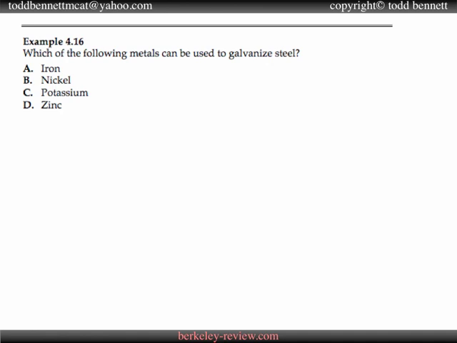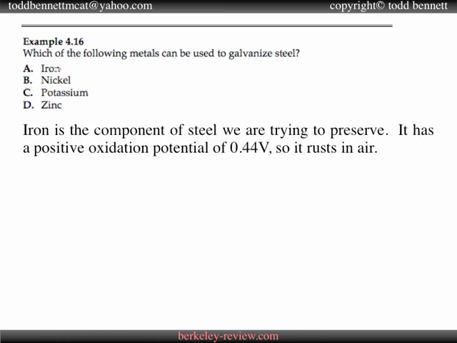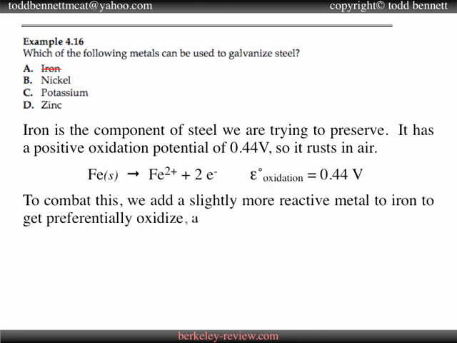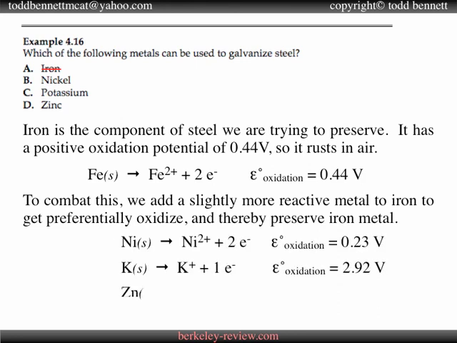So last question in the chapter. Which of the following metals can be used to galvanize steel? So we just went through it, and part of the reason I wanted to present those other examples is so this question will go a little bit easier. So we want to galvanize steel. Well, iron's a major component, so you don't really add your own material to it to preserve it, so that's out. Nickel, we learned at 0.23, was not reactive enough, so that one won't work.